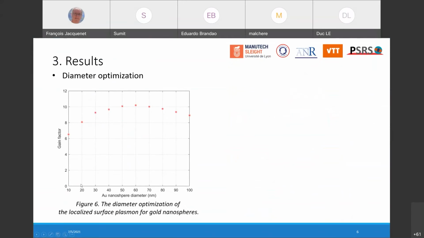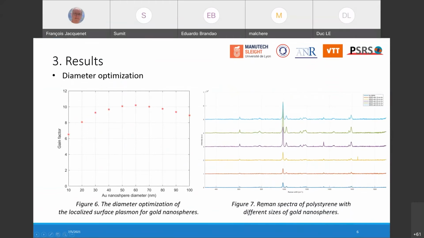So in the results, I did the FDTD simulation with different sizes of gold nanoparticles from 10 to 100 nanometer, and the vertical axis is the gain factor at the excitation wavelength. We can see here the resonance is at 60 nanometer, which gives the highest gain factor.